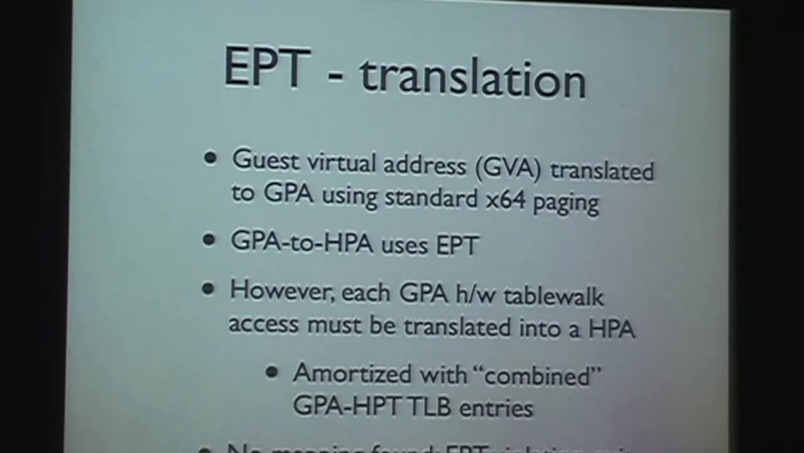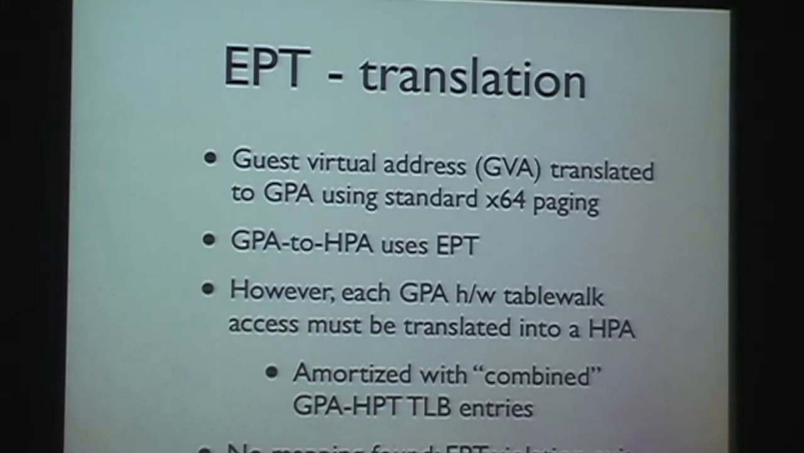So the way the translation works, when a guest operating system is running, it's still able to use the standard virtual to physical x86 translation mechanism. The result of that translation from a guest virtual address is a guest physical address, but that's actually what you want to virtualize from a hypervisor's point of view. Then the next stage of translation, which is guest physical to host physical, goes and uses the EPT table that's pointed to from the VMCS.